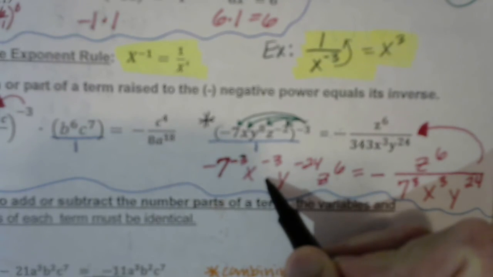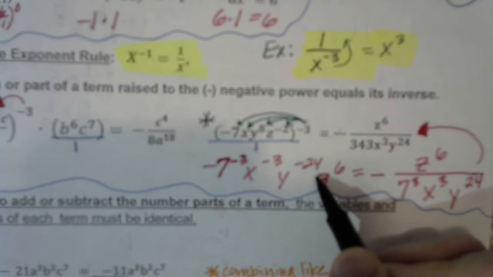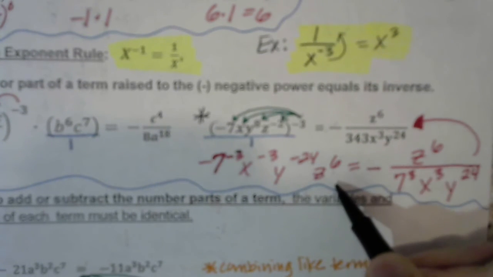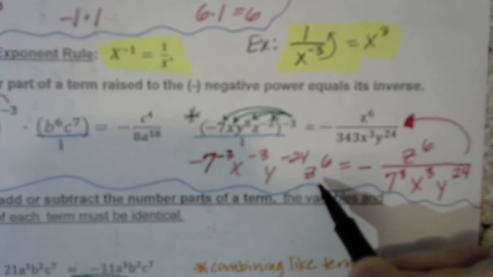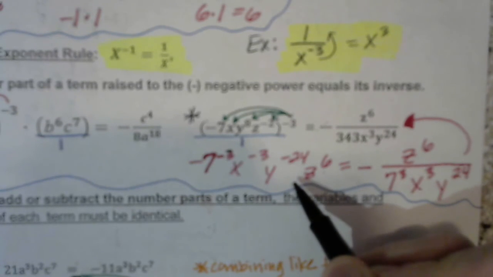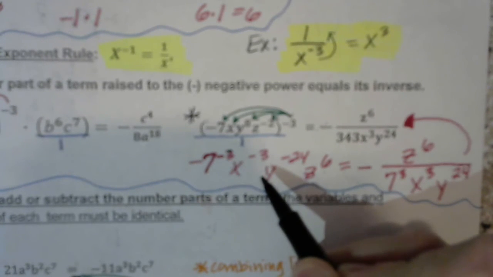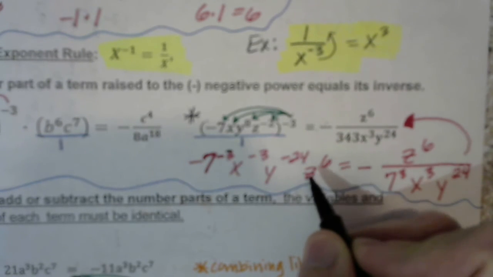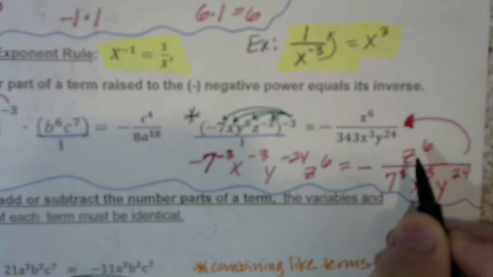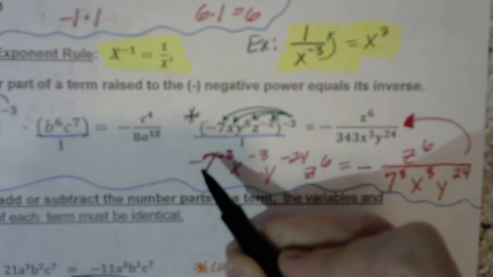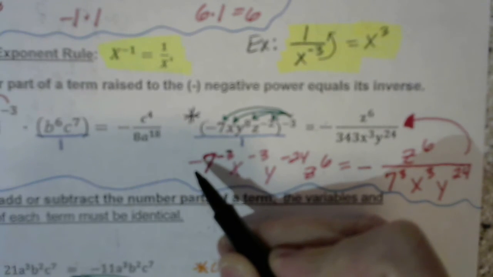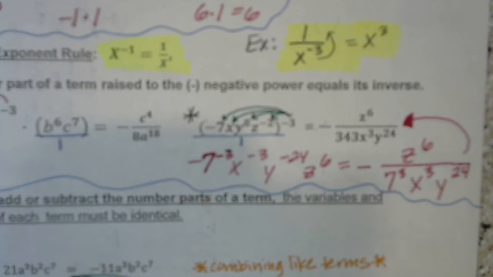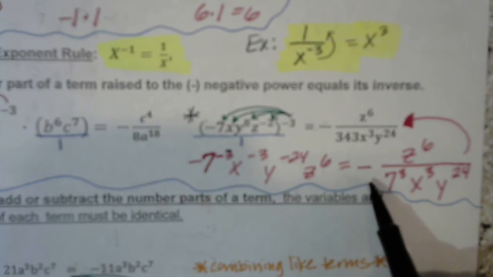X to the negative 3 power, 8 times negative 3, negative 24, negative 2 times negative 3 is 6. Once I take the negative exponent in, I've got a lot more negative exponents now. Z is the only variable that has a positive exponent, so it's going to get to stay on top. This negative in the front is like having a negative 1 times everything, so it's going to stay there.